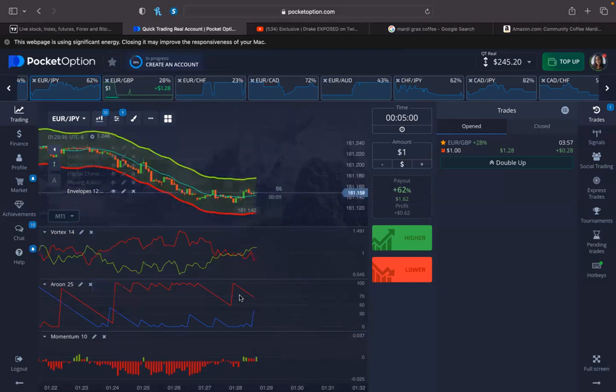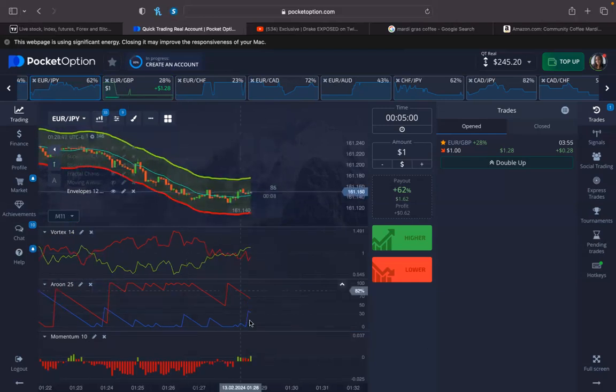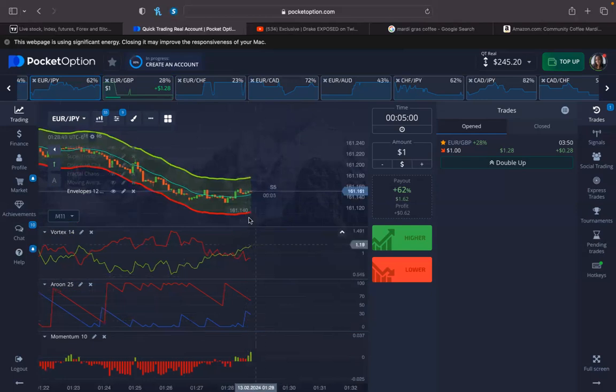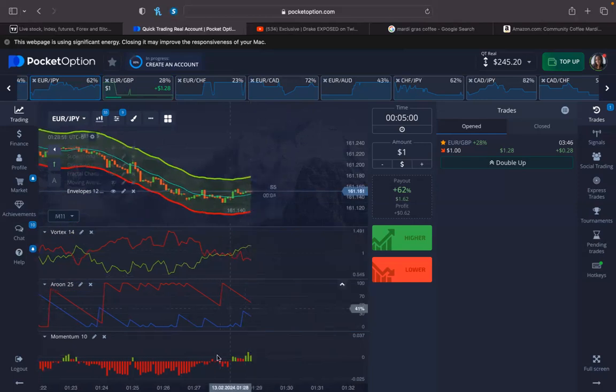Euro JPY, I'm waiting on the Aroon to cross into the buyer's position. Everything else is there. The envelope is there, vortex is there, and the momentum is there. I just need the Aroon to cross.